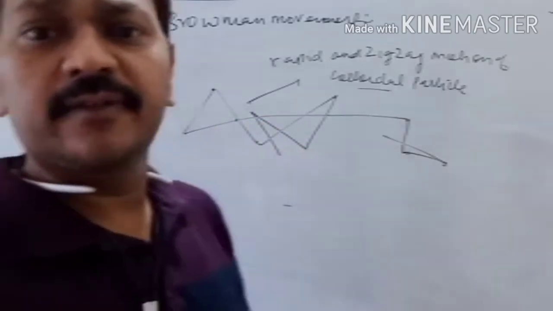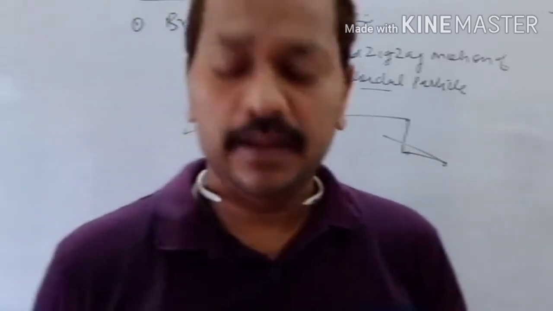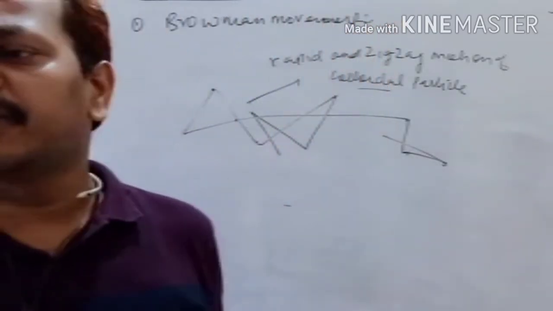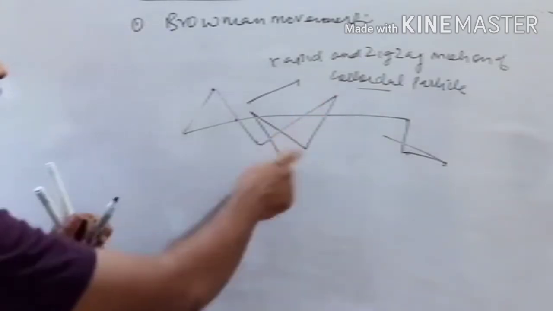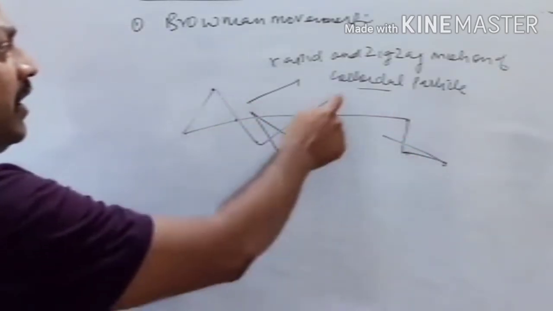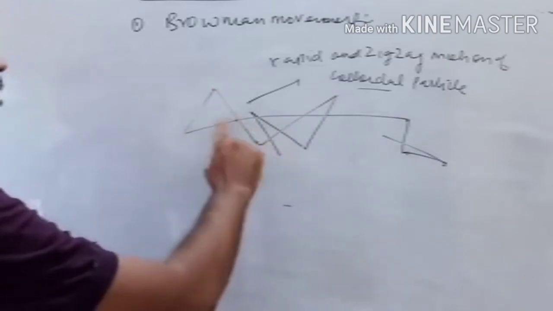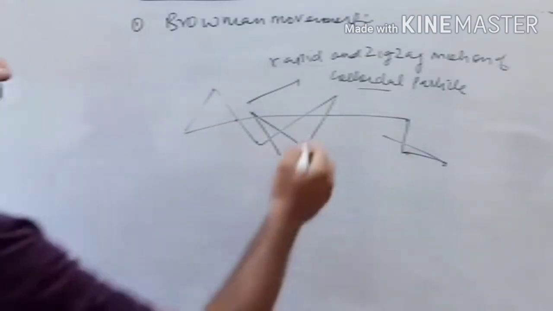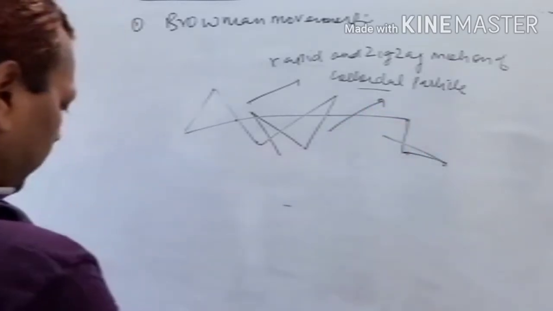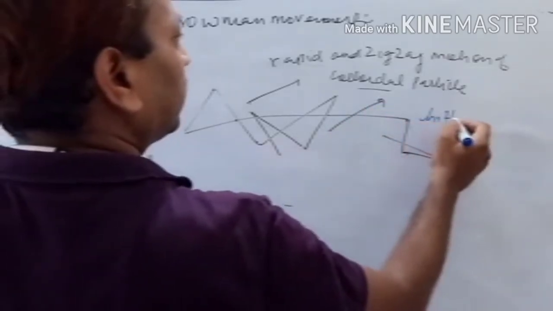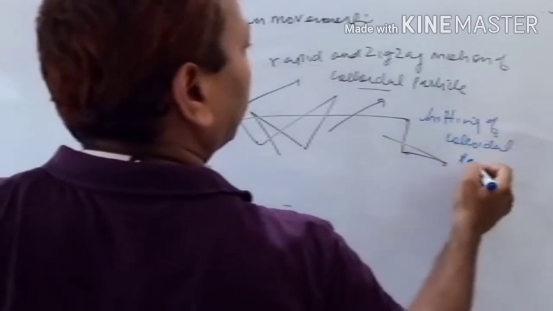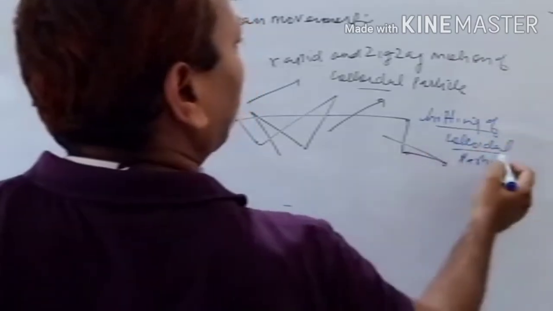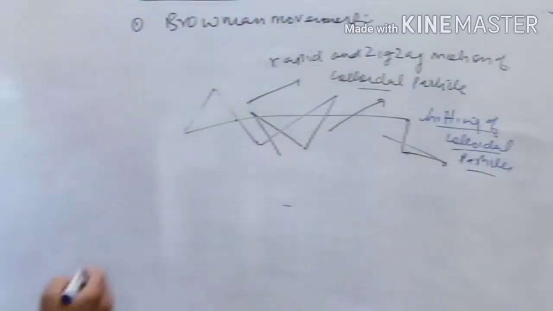So children, what is the reason for Brownian movement? Very simple, it is a concept, right? It is believed that Brownian movement arises due to hitting of the colloidal particles. These are the colloidal particles and they are hitting. So the cause is hitting of colloidal particles. So hitting of colloidal particles takes place in Brownian movement. This is a very important topic in the properties of colloids, right?